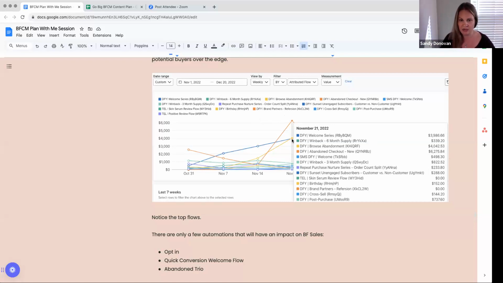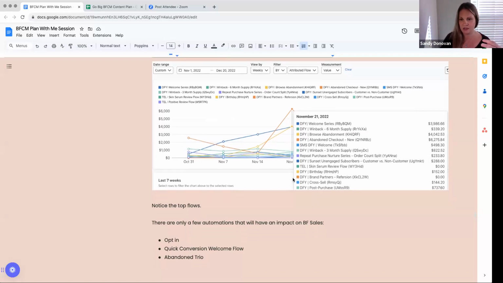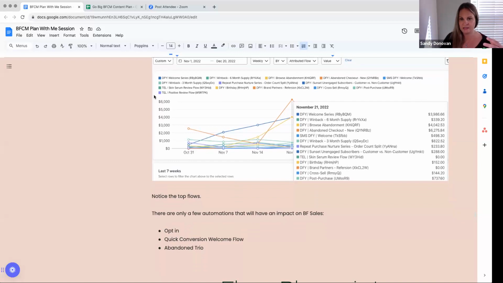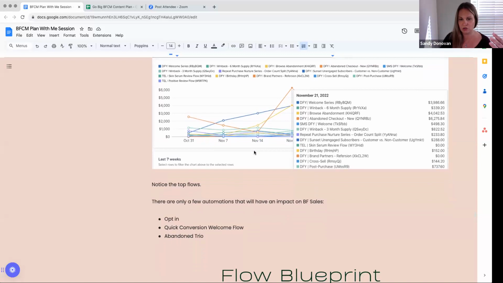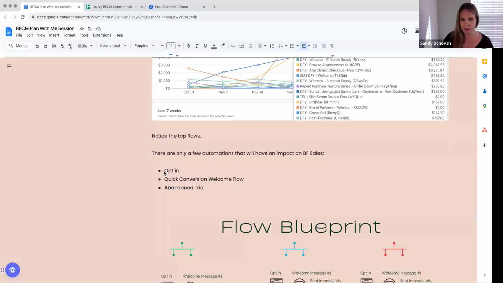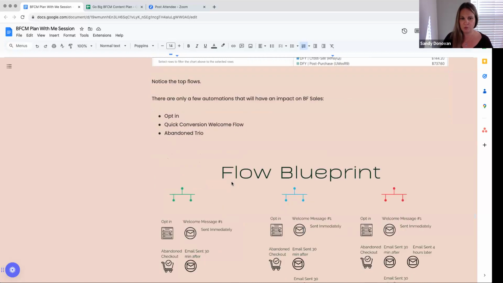We can also see browse abandon is another really big one that jumped up really high. You also see the welcome flow. So those are the flows, as well as the abandoned cart flow, that we're going to focus on. This brand does not have an abandoned cart just because of some technical issues with their account, but it is another flow that generates a lot of revenue during Black Friday. The other thing that we really want is an opt-in. We want to be really taking advantage of the traffic that's coming in. So we want people to opt in. They can opt in to get their early Black Friday deal before you release it to the public, because you can send them the code through the quick conversion welcome flow.